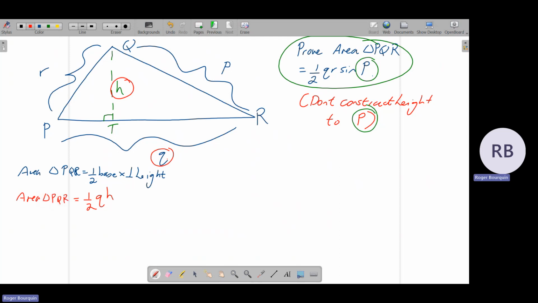What am I trying to prove? That the area of triangle PQR is a half QR sine P. So I've got the half Q already in this formula over here. So I've got to replace H, somehow show that H is equal to R sine P, and then do a substitution.